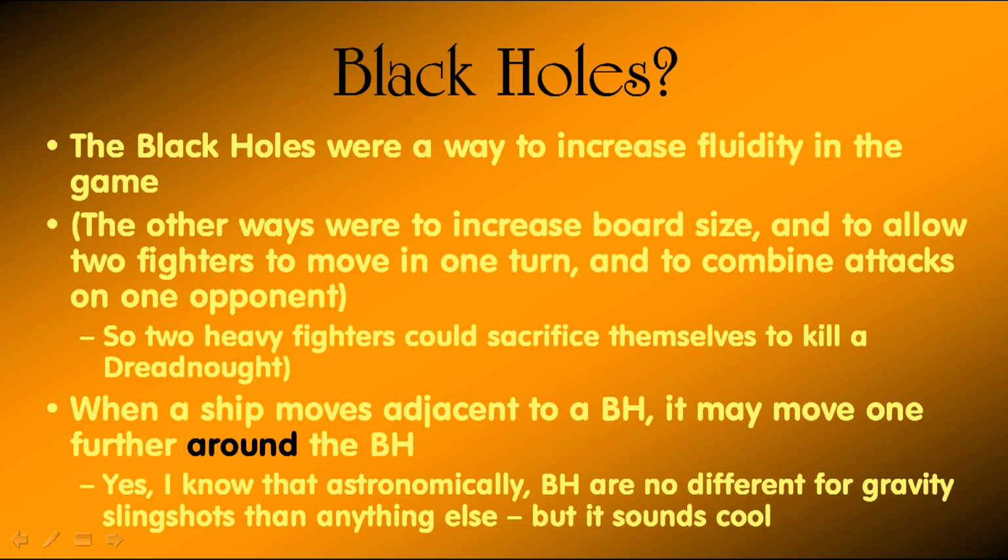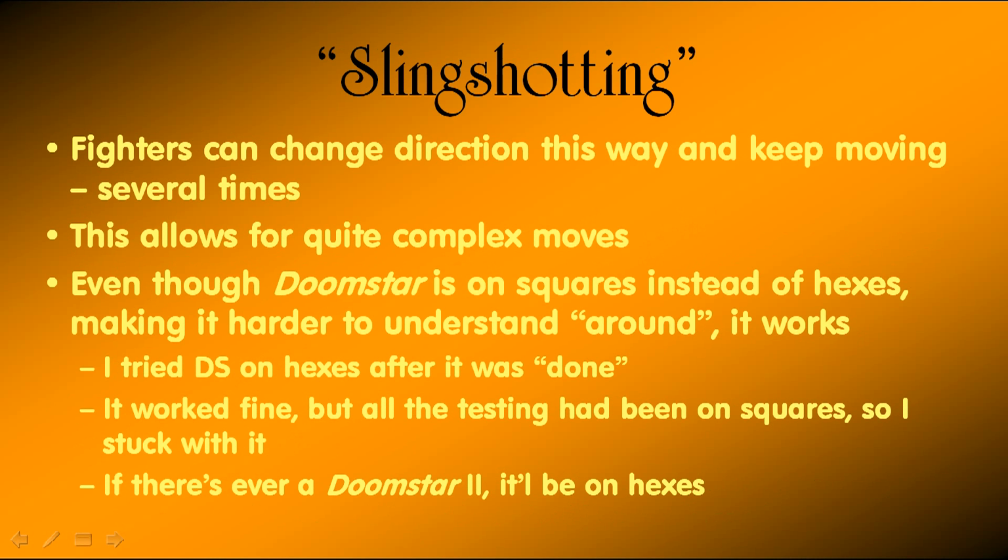When a ship moves adjacent to a black hole, it may move one further around the black hole. Now, I know astronomically black holes are no different for gravity slingshots than anything else, but it sounded cool. Fighters can change direction this way and keep moving, and they can use several black holes to keep changing direction and effectively move all the way across the board with several turns. And this allows for quite complex moves.